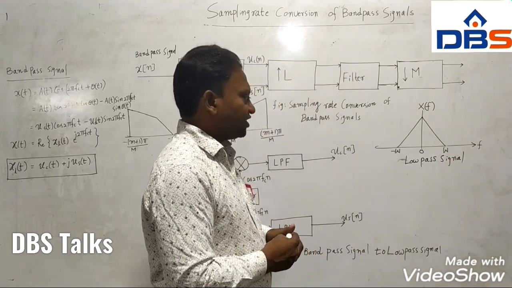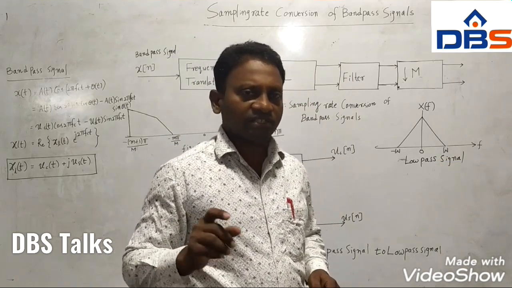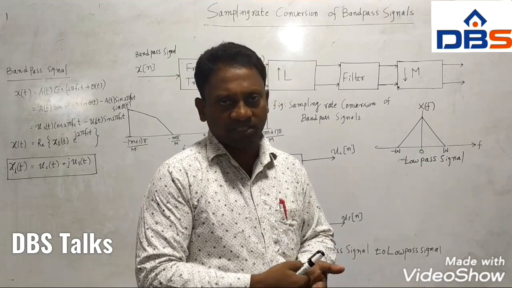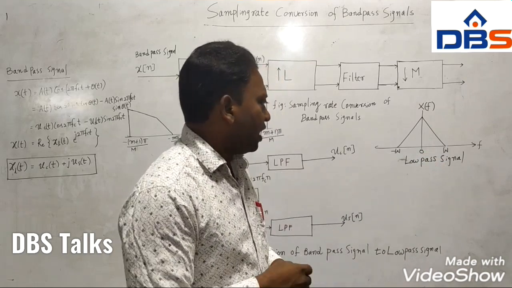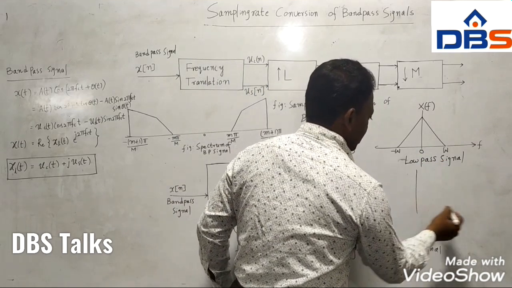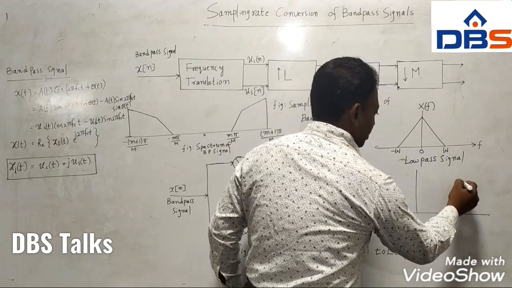So what is the low pass signal spectrum? If the frequency content of the signal is centered about the origin, then we say that it is a low pass signal spectrum. And bandpass signal spectrum means it looks like this.